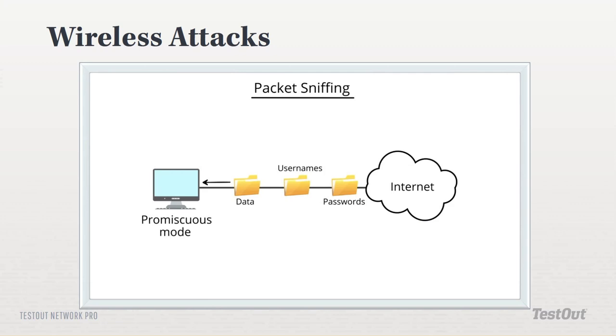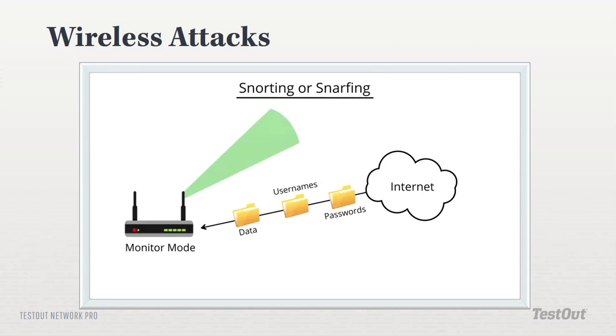Packet sniffing. So here you have a wired network. You configure the network card to operate in what's called promiscuous mode so that it can accept all packets coming across the wire, not just the ones that are addressed to it. So this gives you information about the data being transferred on the network, so you can possibly get usernames, passwords, or other sensitive data.